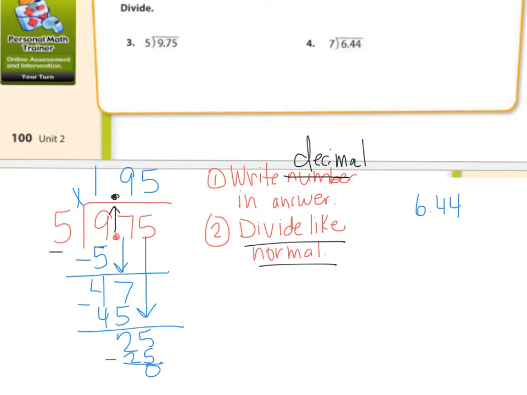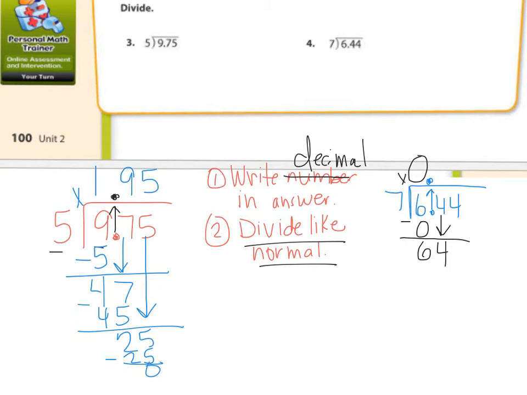6.44 divided by 7. Our divisor is 7. Okay, what does step number 1 say to do? Put that decimal up there in your answer. And once you get it up there, you can forget about it. Now, how many times does 7 divide into 6? It doesn't, so let's put a 0 there. What is 0 times 7? 0. Subtract. 6 minus 0 is 6. Bring down the next number, which is a 4. Now we're looking at 64.